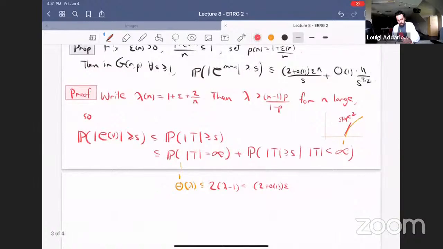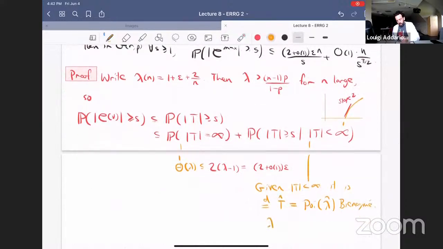And then for the second term, right, we said that, given that T is finite, it's distributed as some T hat, which is a Poisson lambda hat Galton-Watson tree. So this was the duality result for branching processes. Okay, and here remember the dual, this is the Poisson dual parameter. It's lambda times 1 minus theta of lambda. Okay, and in particular, it's at most 1.